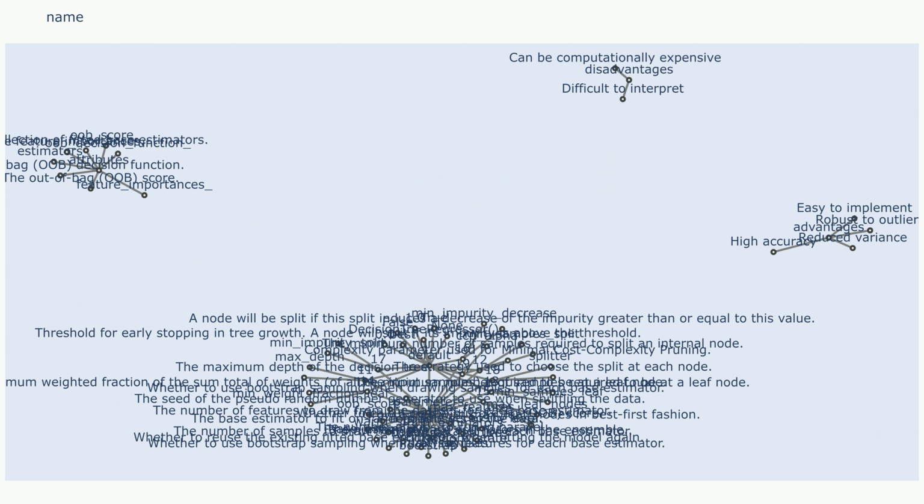Make predictions on the test set. y_pred = bagging_model.predict(X_test). Evaluate the model's performance. from sklearn.metrics import mean_squared_error. mse = mean_squared_error(y_test, y_pred). print the mean squared error, MSE.